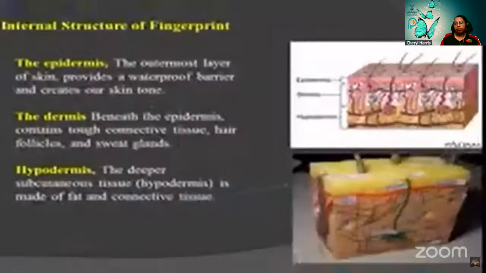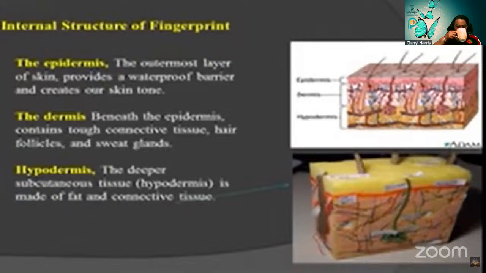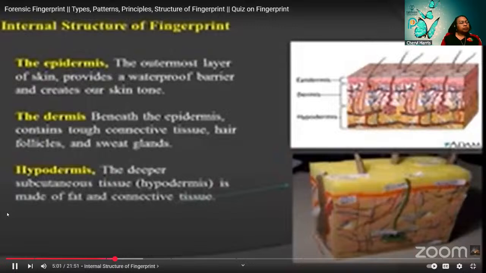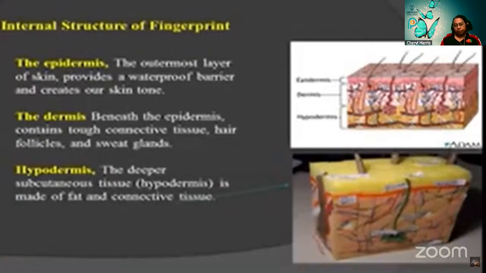Now let's know about the internal structure of fingerprints. The internal structure of a fingerprint as well as of the skin is quite the same. There are 3 layers in a skin or in a fingerprint skin: the epidermis, the dermis, as well as the hypodermis. The outermost layer of skin provides a waterproof barrier and creates our skin tone. That is the epidermis layer.